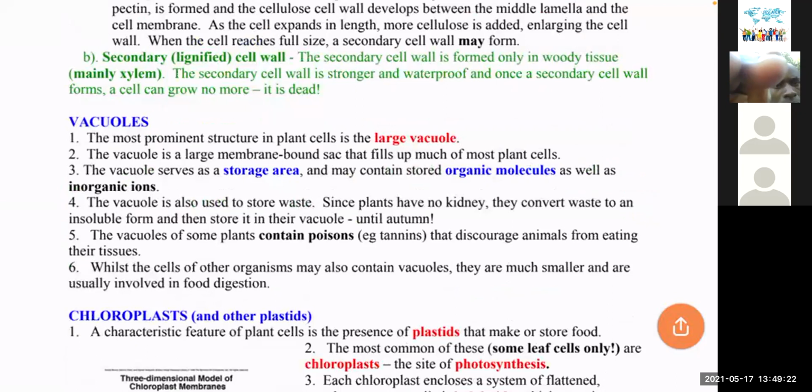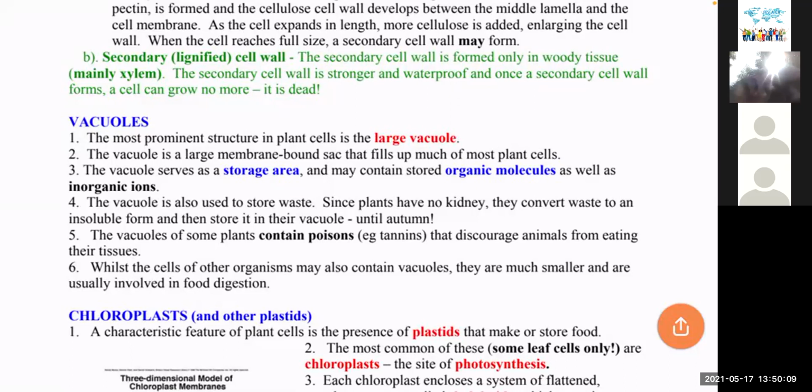So they're saying the vacuole serves as a storage area in the plant cell. Remember, this is the plant cell we are talking about. So vacuoles serve as a storage area and may contain stored organic molecules as well as inorganic ions. The vacuole is also used to store waste. So it's not just a storage area of organic and inorganic molecules, it also stores the waste coming out of the plant cell. Since plants have no kidney, they convert waste to an insoluble form, then store it in their vacuole until autumn.